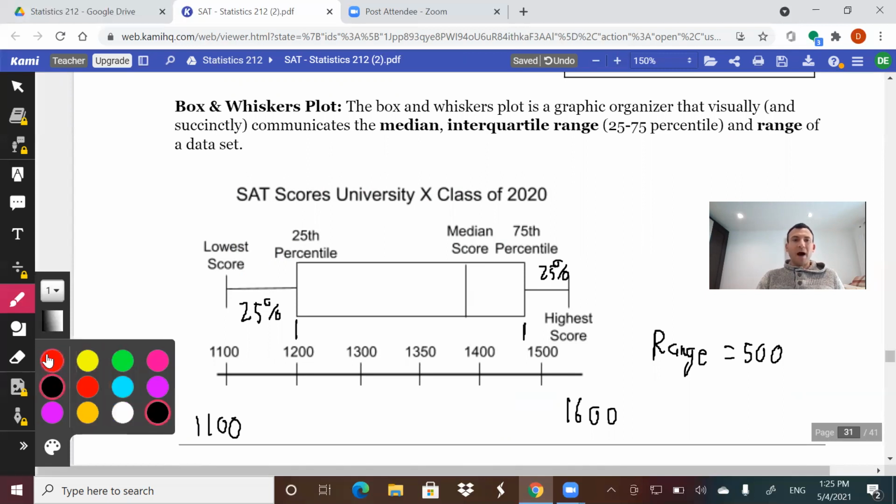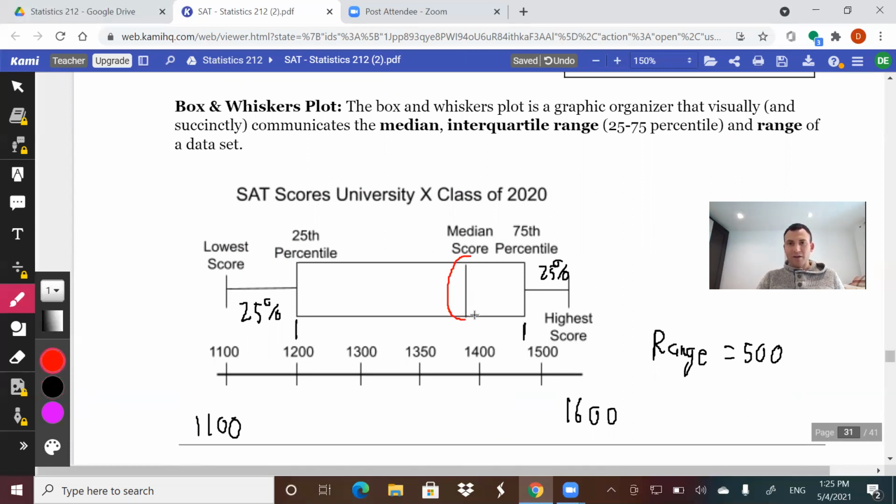Somewhere in the box, you have a line that represents the median score. So if you have, in this case, let's say 100 scores, if you crossed off 49 on one side and 49 on the other, you would be looking at scores 50 and 51, averaging out to this median right here. So anyway, that's always the median.